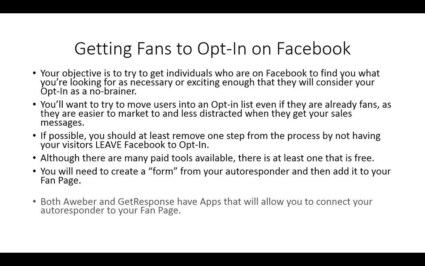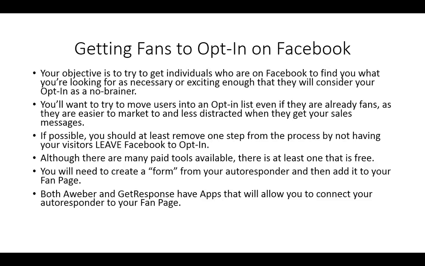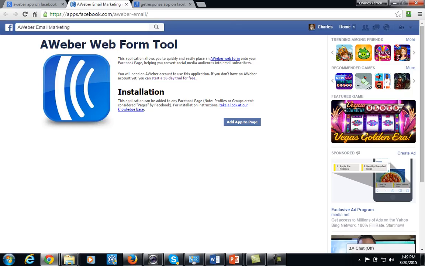As a matter of fact, you're going to find that both Aweber and GetResponse have Facebook apps that will allow you to connect your autoresponder to your fan page. Let's take a look at those right now. This is going to be a fairly simple process of going to the app page and then just going through the steps. You've got a link there inside of your PDF, and you want to go to that link. It's going to bring you to this page that looks like this, and then you're going to click Add App to Page.